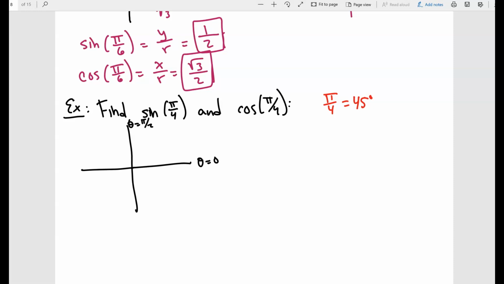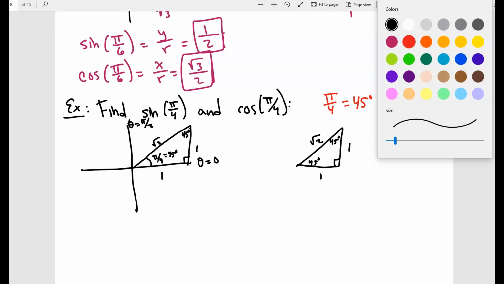So pi over 4 is going to be right in the middle, 45 degrees. Okay, so if I look here, this is going to be pi over 4, or 45 degrees. So I'm going to do exactly the same thing that I did before. I'm going to bring this down, make a 90-degree angle, so I know that this should also be 45 degrees. And if we remember the 45, 45, 90 triangle, if this was 45, this was 45, then this is going to be 1, 1, and square root of 2.